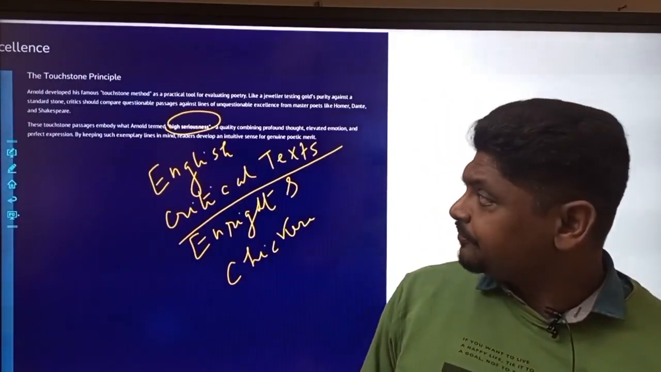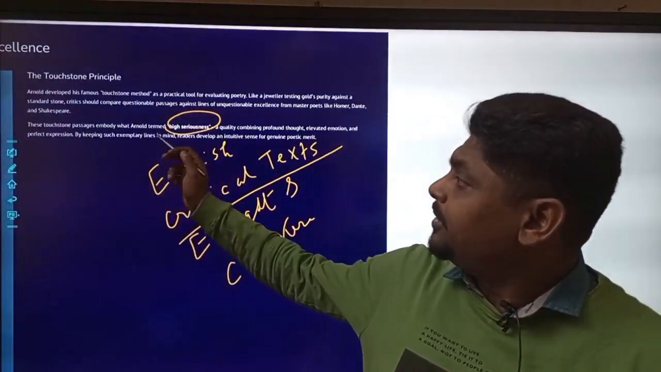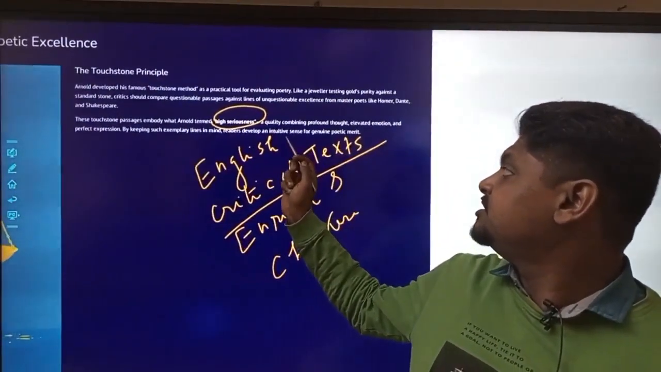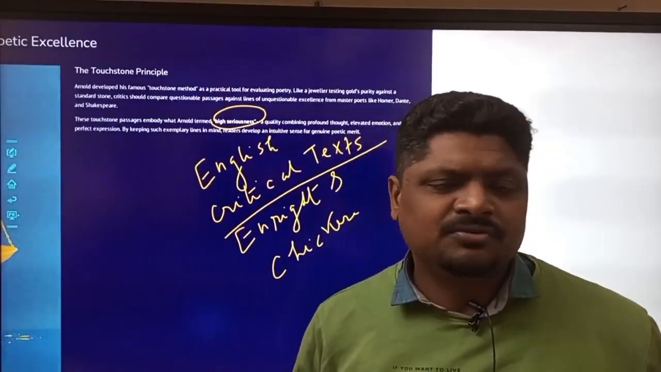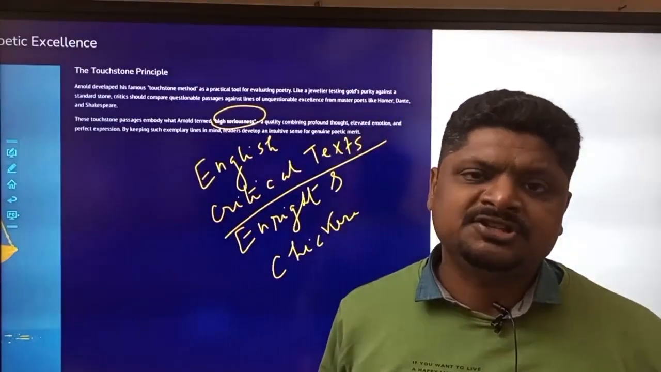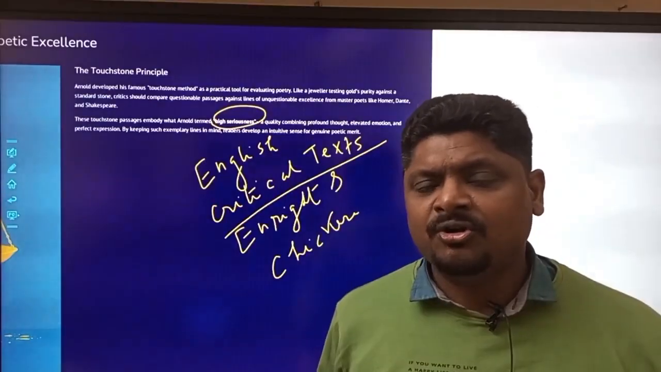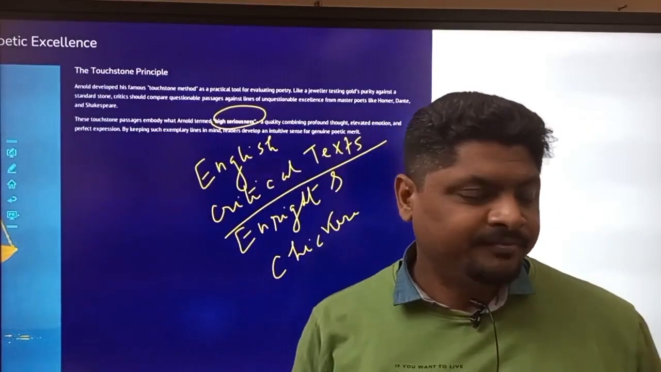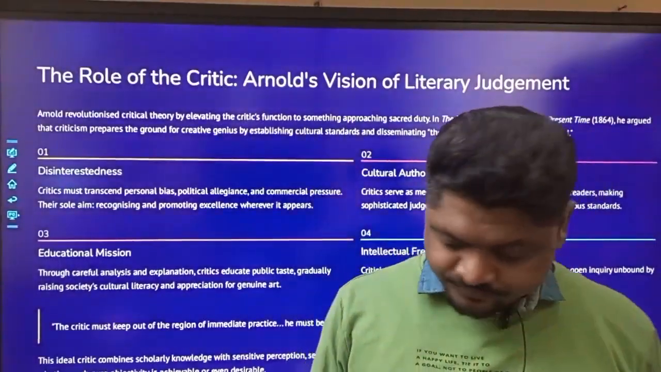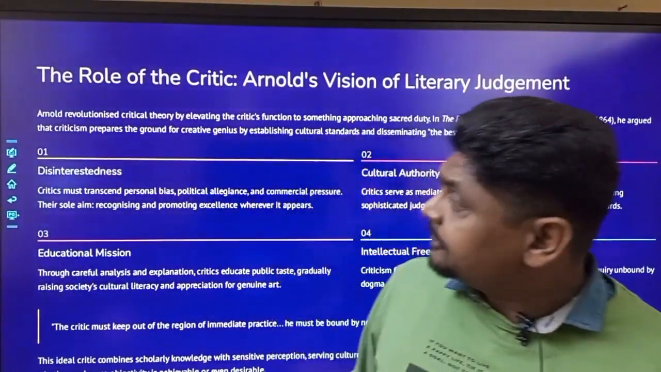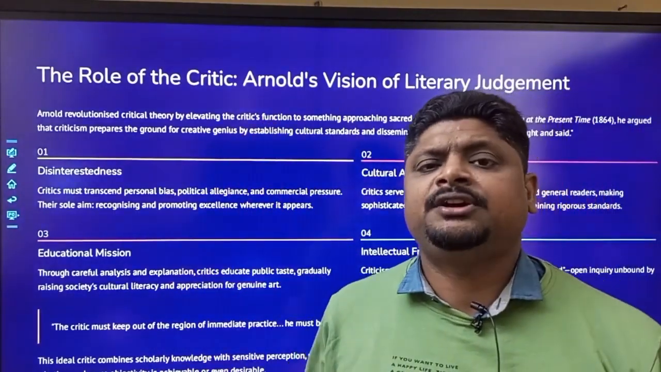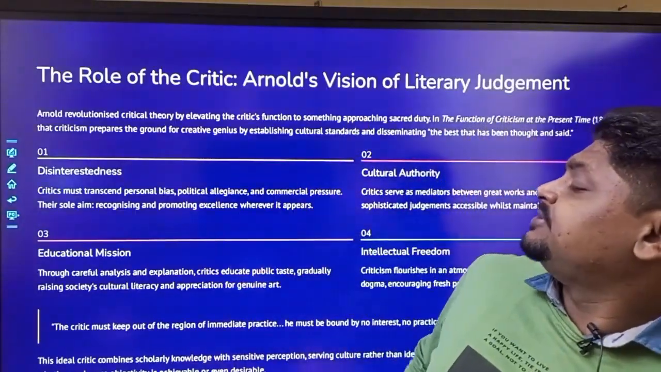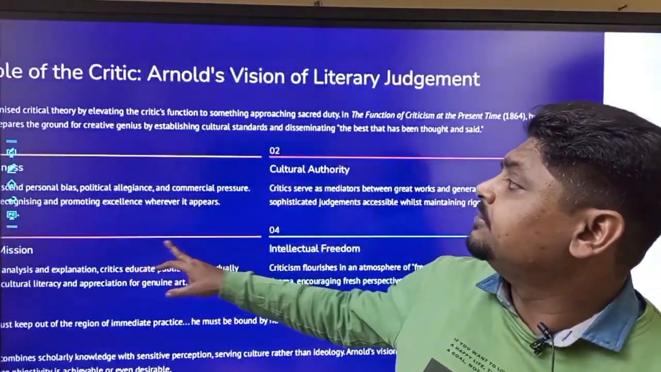Okay, anyway, so by keeping such exemplary lines in mind, readers develop an intuitive sense for genuine poetic merit. So this is how Arnold develops his critical view on poetry, on art, better to say high art. Okay, ठीक है, आगे बढ़ते हैं. द रोल ऑफ द क्रिटिक का रोल क्या होना चाहिए आर्नल्ड बताए हैं. Arnold's vision of literary judgment.